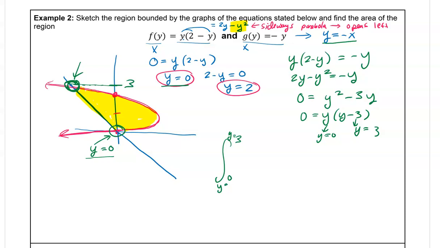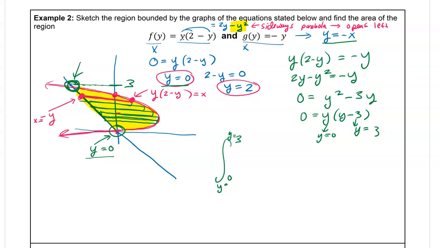And then I'm going to be looking for the lengths, if you will, or the heights, however you want to think of it, of these rectangles, so that I can sum up all their areas. So the heights are this x value minus this x value, the greater x value minus the lesser x value. So the x value along the parabola is defined as y times 2 minus y. The x value along the line is defined as negative y.